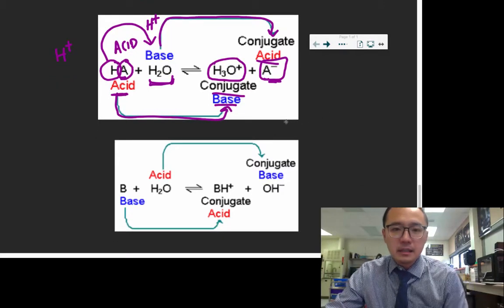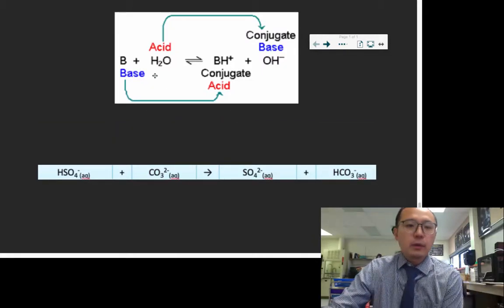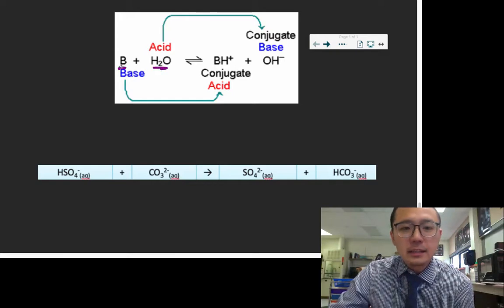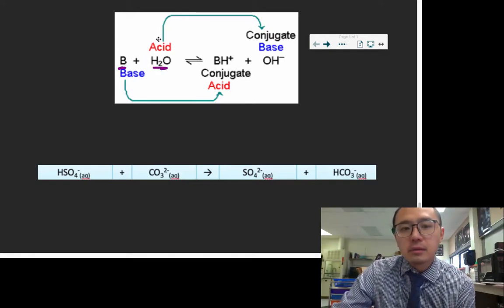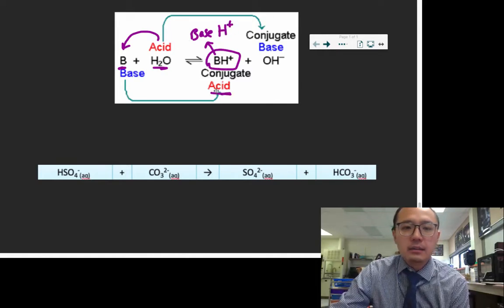Let me see what we have in the next one. Okay, so this is your base form. So base starts off with your B, and then because base has to accept your proton, this water is going to donate your hydrogen proton. So this becomes your BH positive. Remember, this is just a general form. The B represents your base. Now it has gained that extra proton to make it the conjugate acid, right?